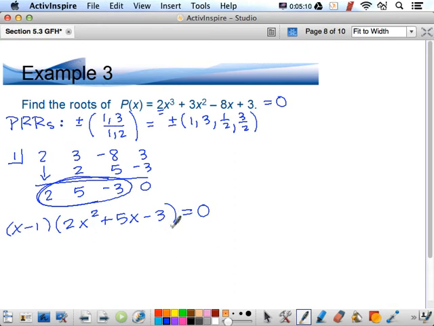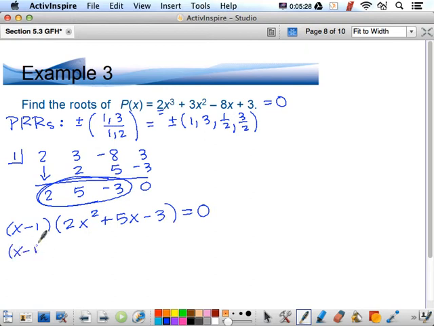Since this is a quadratic, we don't have to do synthetic division anymore. It will either factor on its own. You guys, I think, use bottoms up. Most of you, yeah. You could use bottoms up, or you could just do trial and error if it will factor. If it won't factor, you'll have to use the quadratic formula. But I think this one factors.